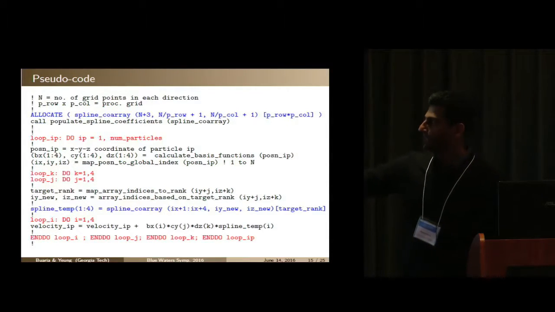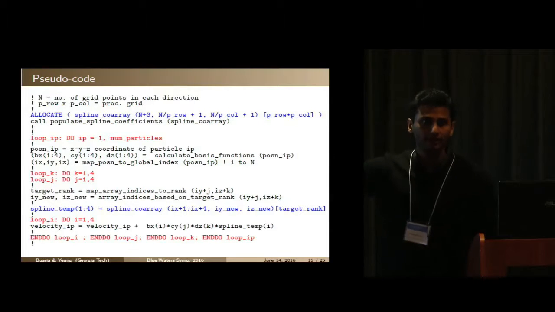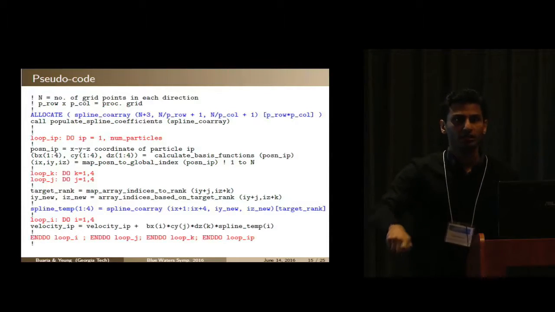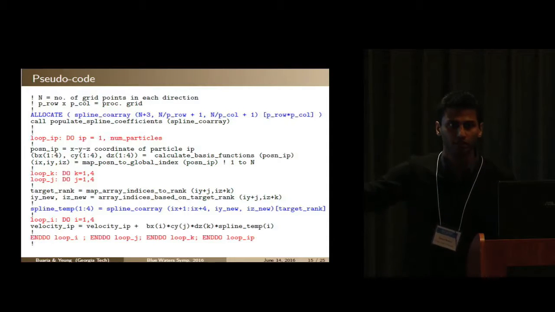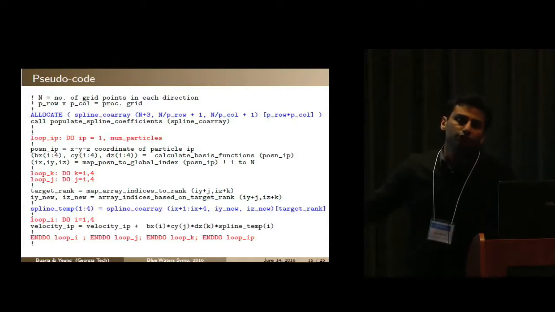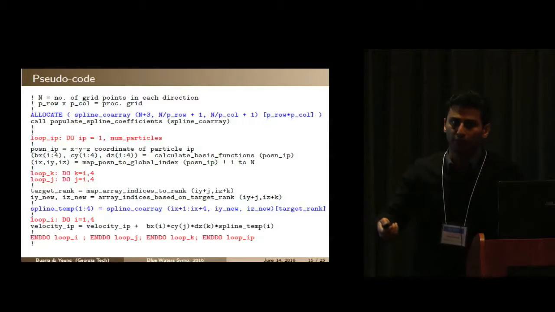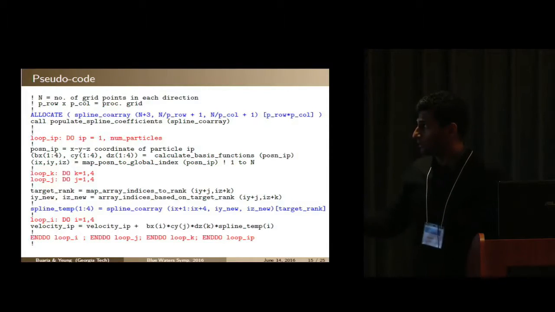Now, the best thing about this is that if the target rank is the same as the rank of that processor, then this is actually a local memory copy. This is not a remote communication. So it naturally takes care of both local and global memory communication or copying.